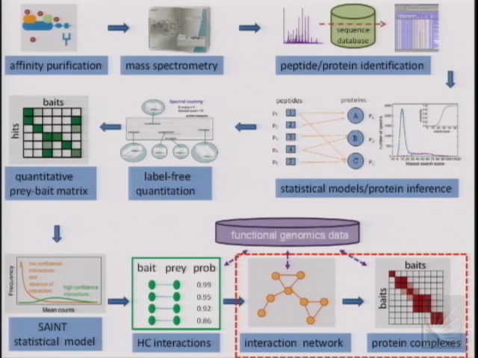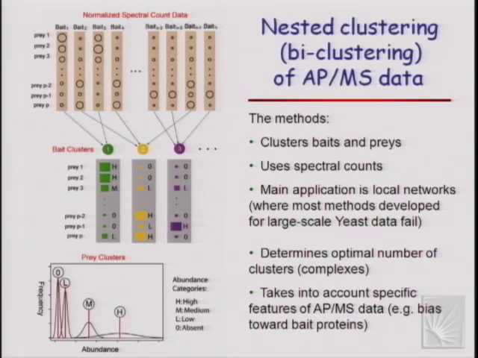So finally, for this last part, I'm only going to have one slide, just to mention that we are working on improved clustering methods, because we think that the existing methods are not always well suited to the APMS information. They're not always developed specifically for this type of data, so they have certain problems. The method that we developed can cluster both baits and prey, so it's a kind of bi-clustering method. And it utilizes spectral counts as a measure of protein abundance in the sample after affinity purification.